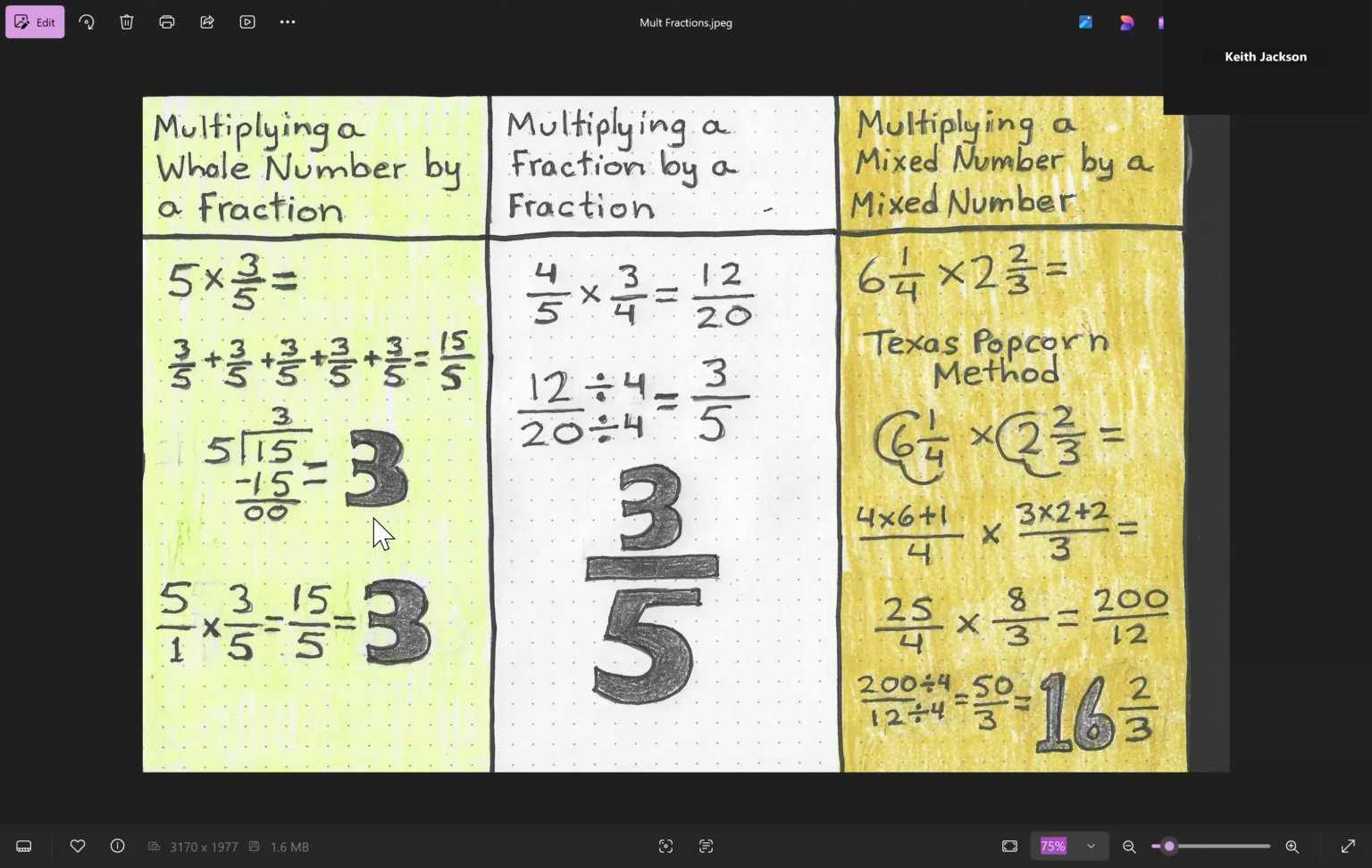right here. Or again, we could just simply put 5 over 1 and then multiply it by 3/5. That will give us 15 over 5, and 15 divided by 5 will give us 3.